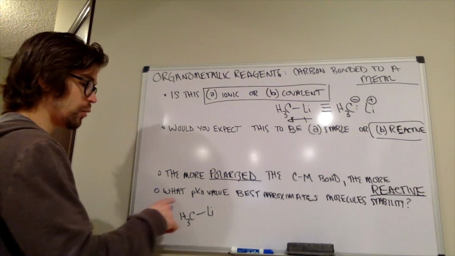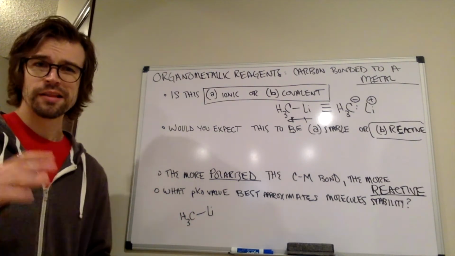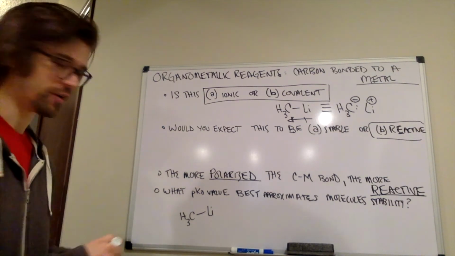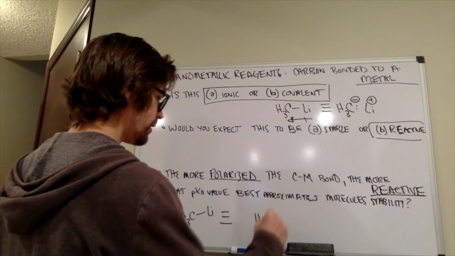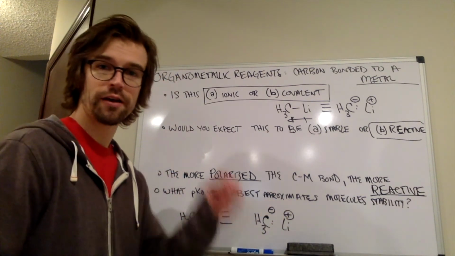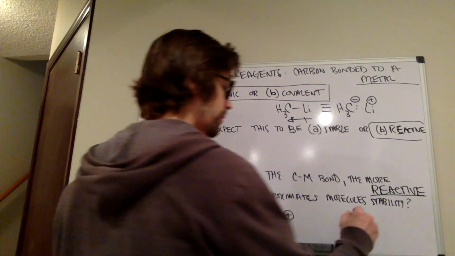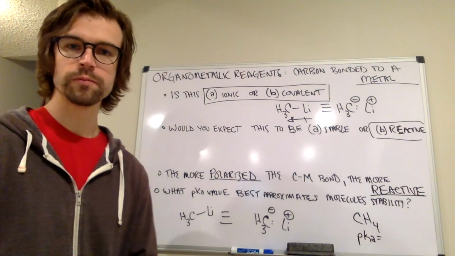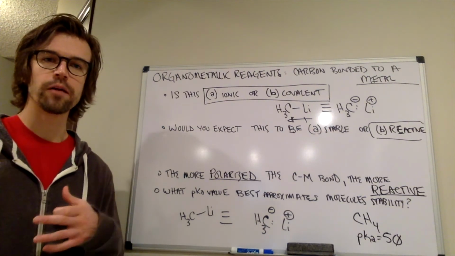So all this being said, what pKa value best approximates this molecule's stability? Think about that again, draw something, write something down, then unpause. All right, you've unpaused. Well, if we're thinking about this like CH3 minus with lithium plus, we would expect that to be the conjugate base of the protonated species, and the protonated species would be CH4. We know the pKa of CH4 is what? Yes, 50.